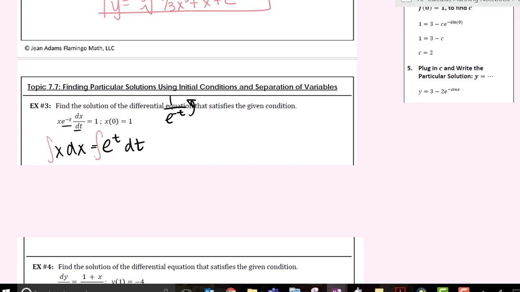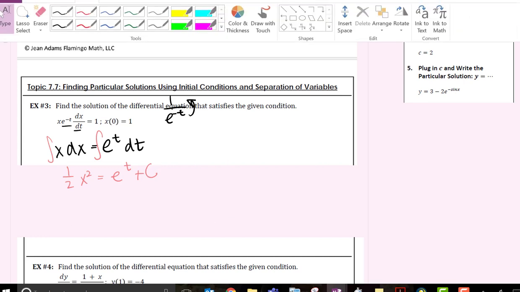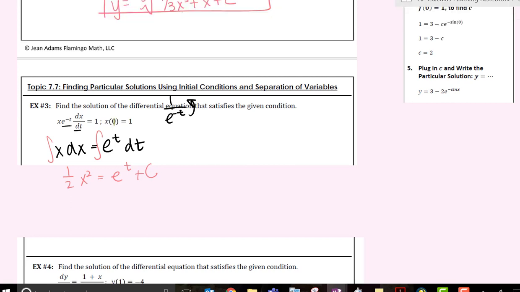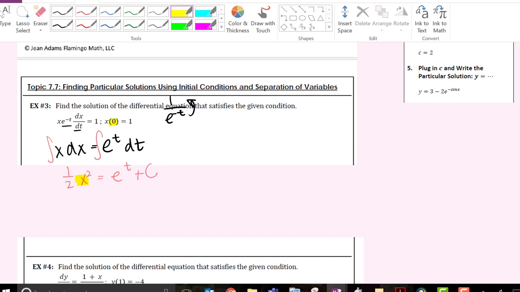Next, I'm going to integrate, and that integral is essentially going to give me that general solution. So when I do that, I have 1/2 x squared equals e to the t plus c. Right? This right here is your general solution. I would say pause and don't try to solve for x, because in this situation, that is not going to be a super easy thing to solve for. Whereas we can pause and substitute some values to make our lives a little bit easier.